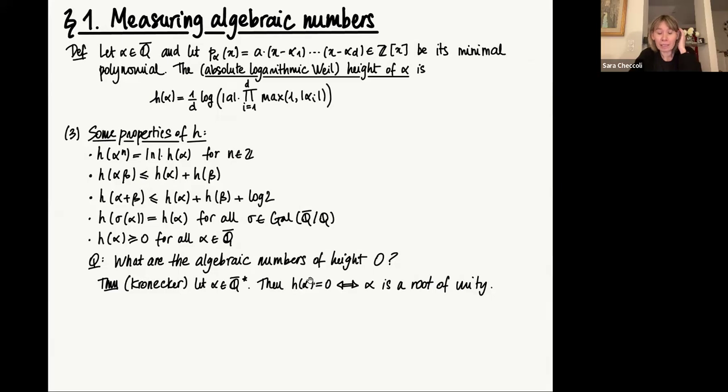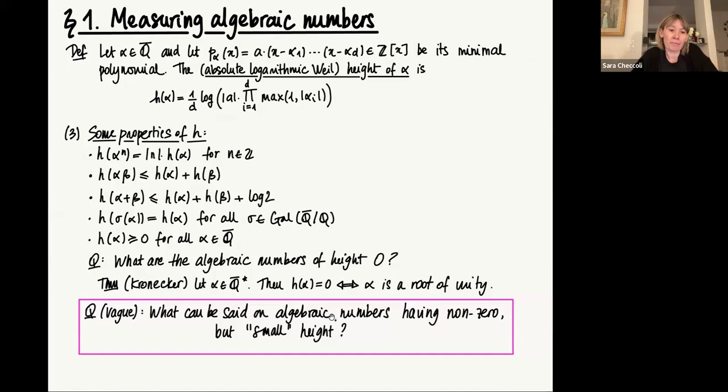And these are completely classified by a theorem of Kronecker, which tells that the height of a non-zero algebraic number is zero if and only if the number is a root of unity. So this is a complete classification of the points of minimal values for the function H. And a first very vague question that will be interesting for us in this talk is what we can say about points whose height is non-zero but small. Okay, this is very, very vague. I will try to make this more precise.